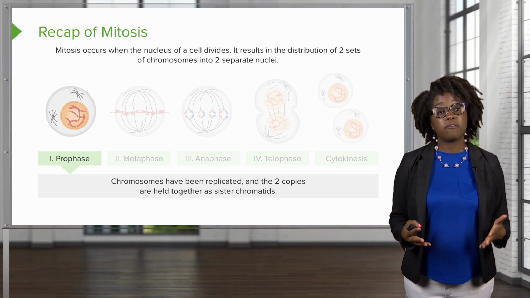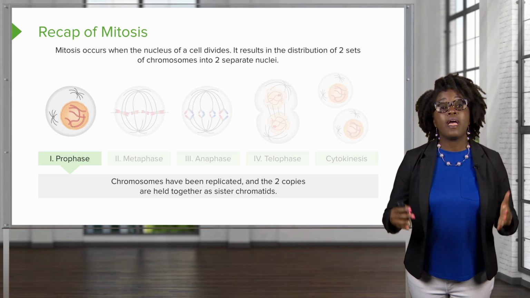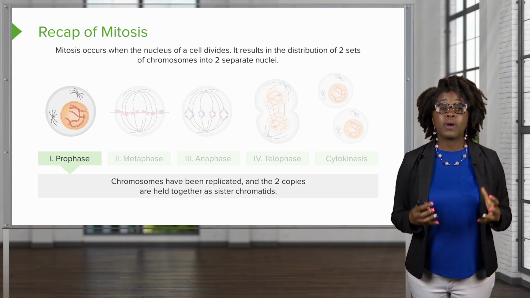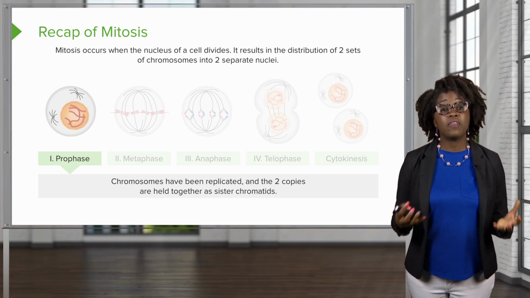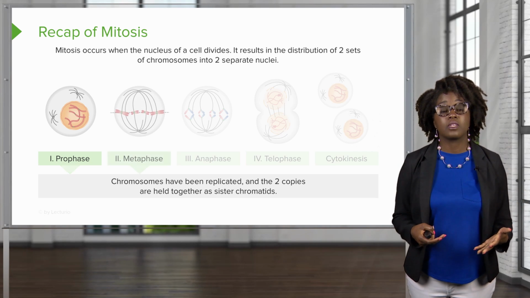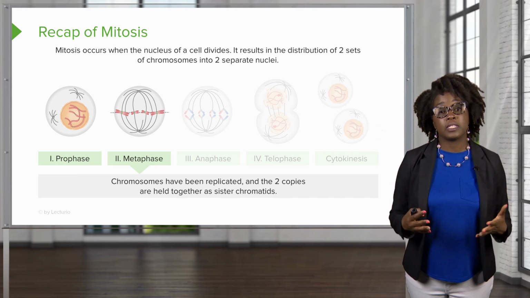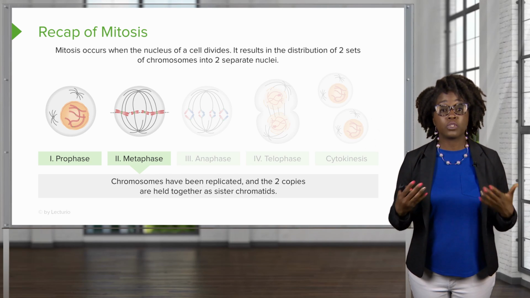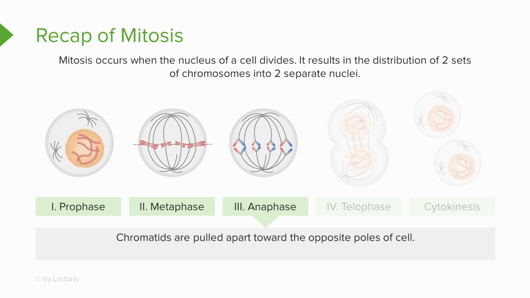The first step is prophase, where the chromosomes have been replicated and 2 copies are held together as sister chromatids. In this process, the cell prepares to divide by dissolving the nucleus away from these sister chromatids. The next phase is metaphase, and in this phase, all 46 duplicated chromosomes, or sister chromatids, line up along the midline of the cell. After metaphase, we have anaphase, where the sister chromatids are now pulled apart toward opposite sides, or poles, of the cell.